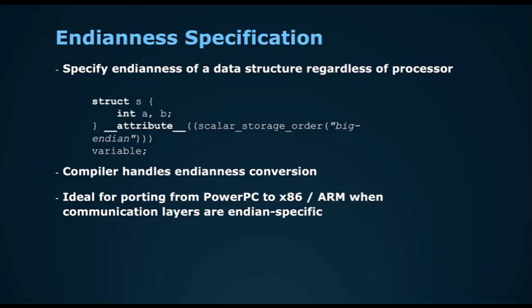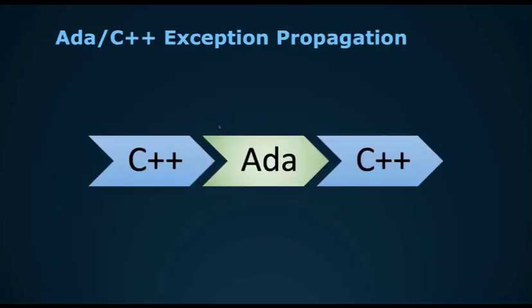Using a similar compiler from Ada to C++ also is beneficial when you want to do exception propagation between the languages. In the demo that I'm going to show you shortly, we're actually going to see an example of this, where we're going to propagate an exception from Ada to C++ and then back to Ada. So it's kind of the inverse of what we're seeing here. Instead of C++ to Ada to C++, we're going to go Ada to C++ to Ada.